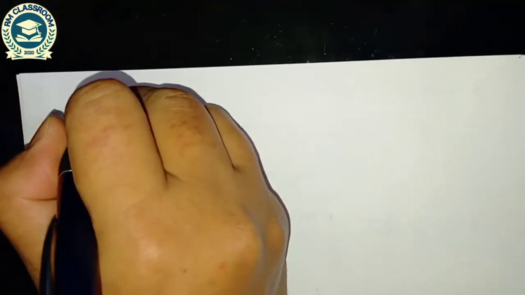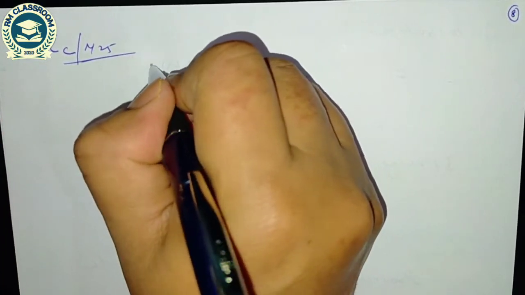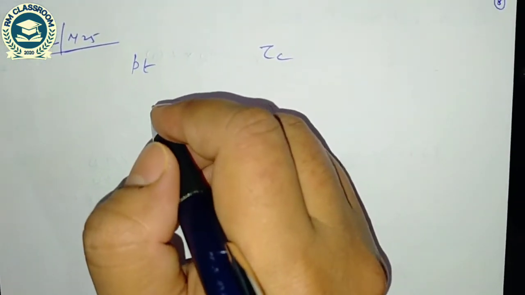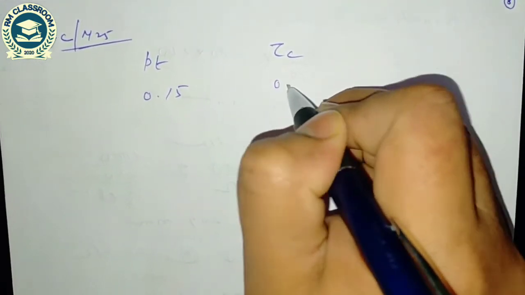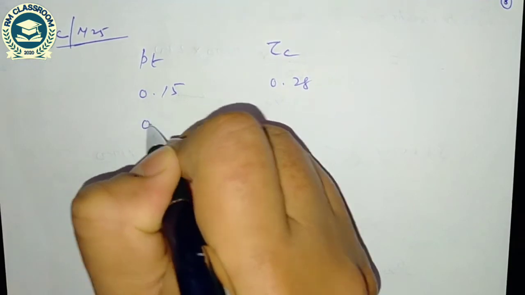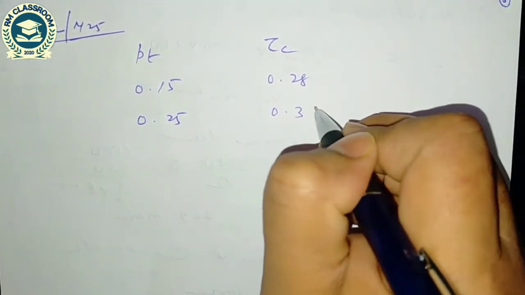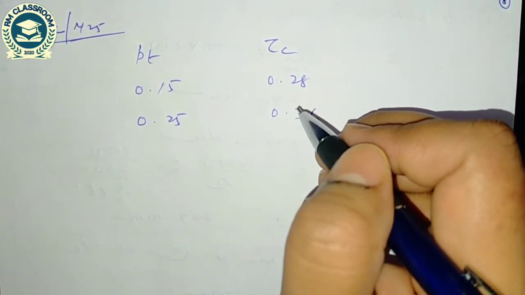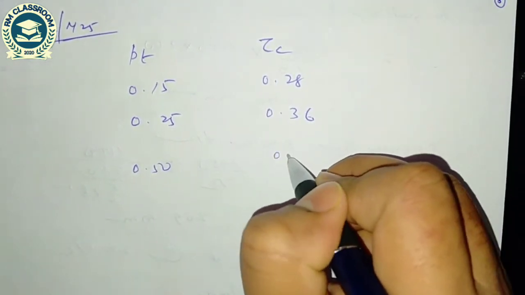So tau c can be computed with the help of code. When pt is equal to 0.15, tau c value is 0.28, and when pt is 0.25, it is 0.36, and when the percentage of steel is 0.5, it is 0.48.